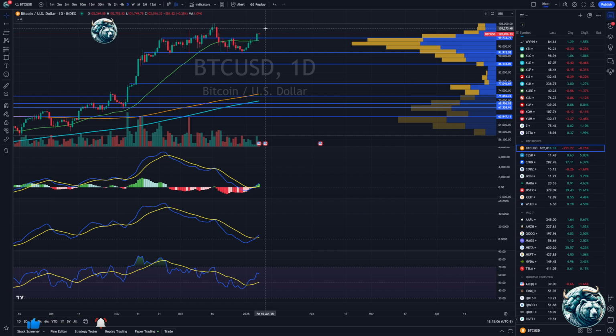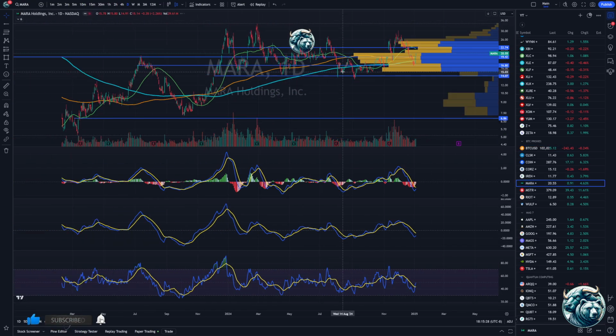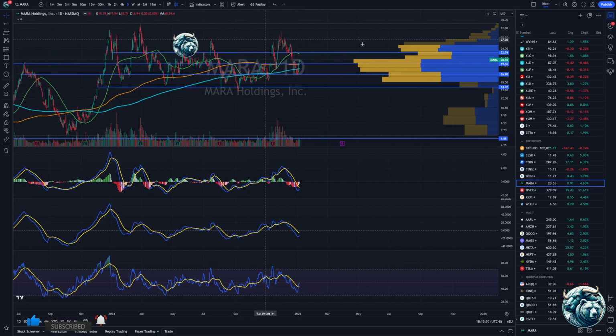So it's looking good. Another thing that I mentioned on Saturday is that all of these names right here are going to benefit tremendously from that move. Look at MSTR, 11%. Mara, which is lagging in my opinion, 4.6%. Riot, another one that is lagging. Let's take a look at those daily charts.